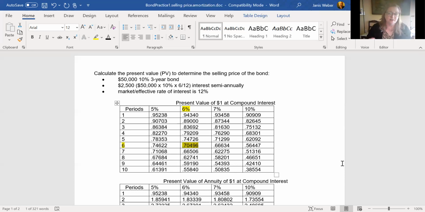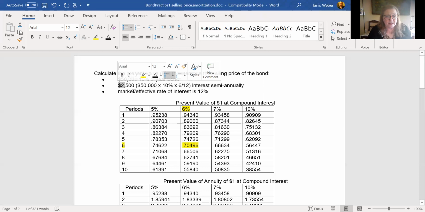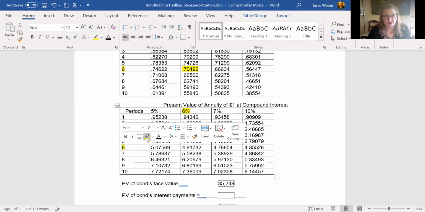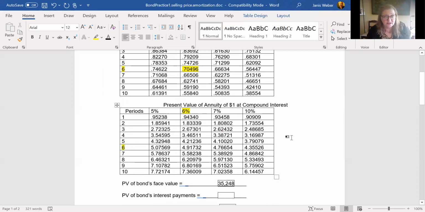So now I need the present value of the stream of interest payments that are coming. The interest payment is $2,500 every 6 months, and it's coming for 3 years. So there's going to be 6 of these interest payments. That's how many periods there are. So we're going to go to the other present value table that is present value of an annuity. And we're going to go to the place where 6%, again, because it's the market rate, and 6 periods, because again, it's 3 years, but it's twice a year. So twice a year times 3 is 6.